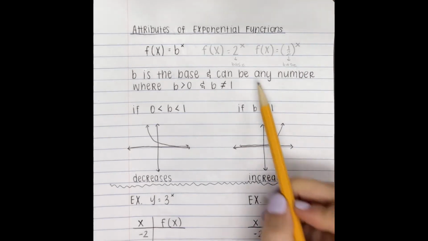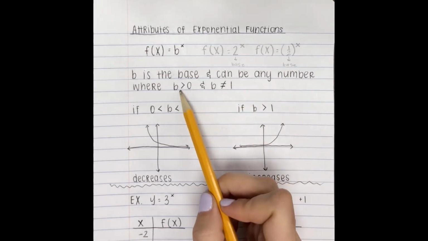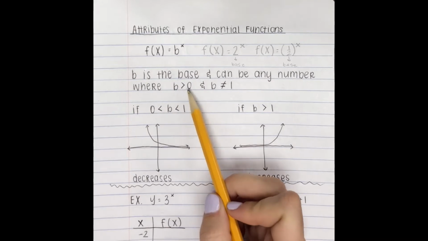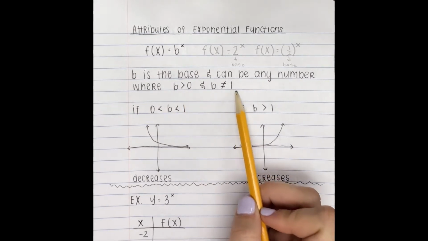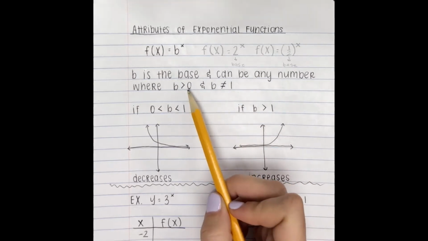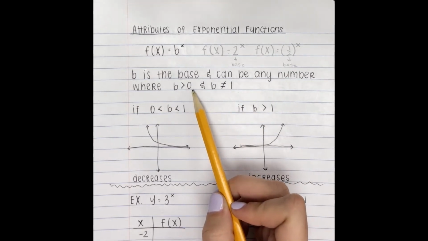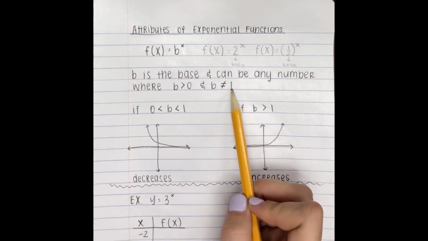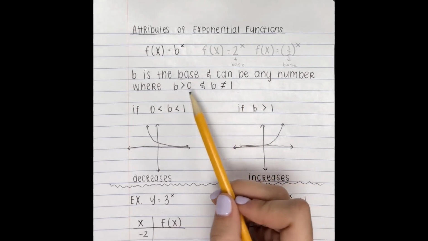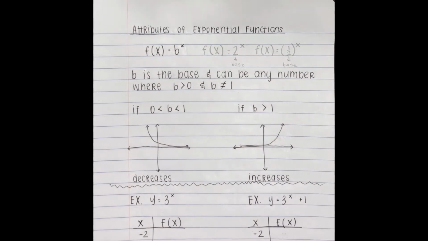The only conditions: it can be any number except your b value has to be greater than 0. It cannot equal 0 and it cannot equal 1. So any number that's greater than 0, so it can't be anything negative, and it can't equal 1. Okay? Anything greater than 0 but not equal to 1.